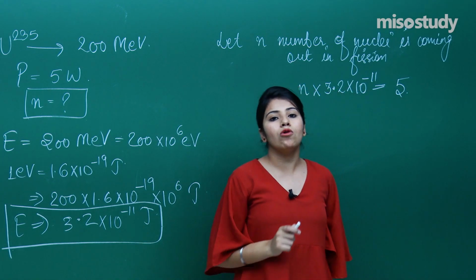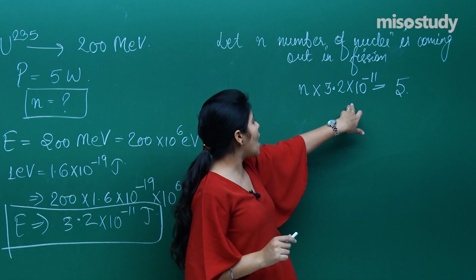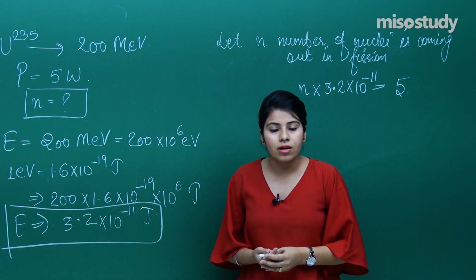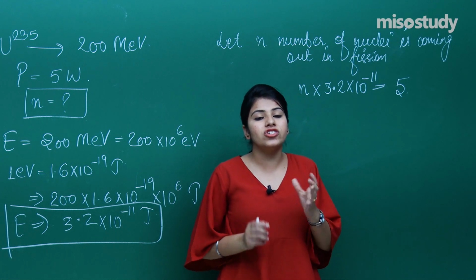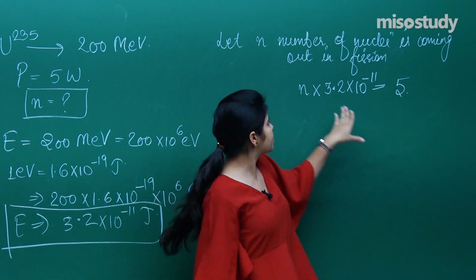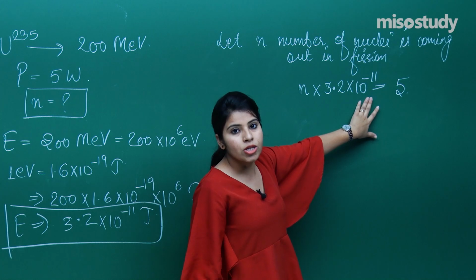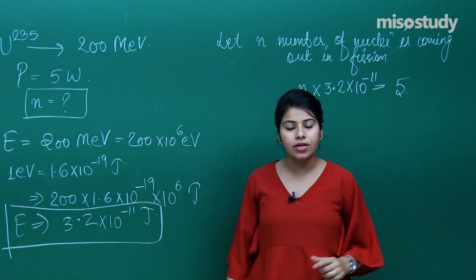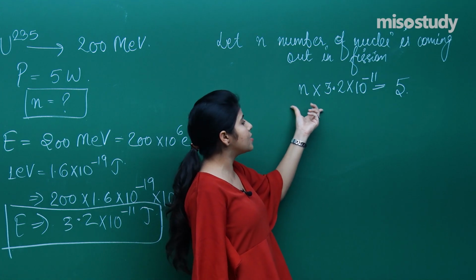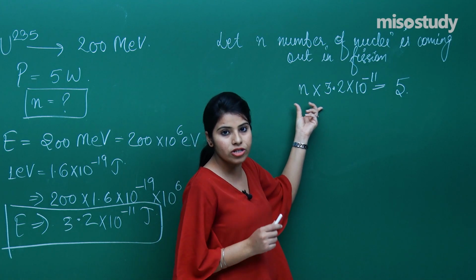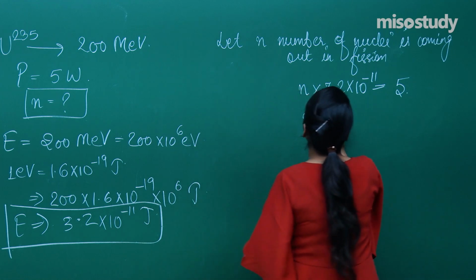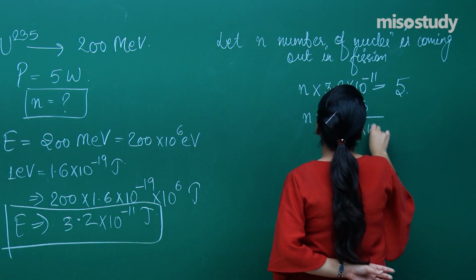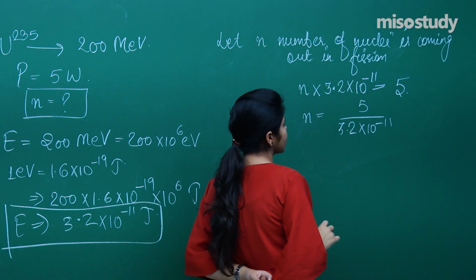Now if there is a doubt in your mind about how we are going to write this, let me tell you one thing. What is power? Power is nothing but the energy generated by all these nuclei. We have been given the energy for one nuclei and we suppose that there are N number of nuclei, so total energy will be this. So N will be 5 divided by 3.2 into 10 raised to the power minus 11, isn't it?